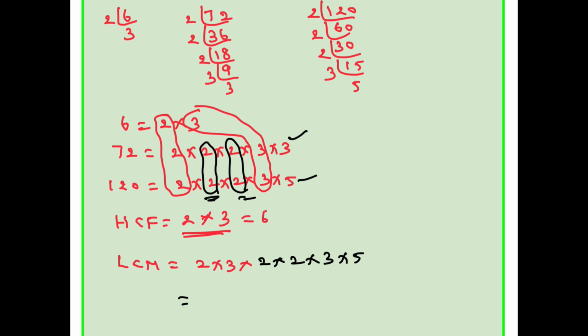So multiply everything. 2 threes are 6, 6 twos are 12, 12 twos are 24, 24 threes are 72, 72 into 5, 360. LCM is 360.